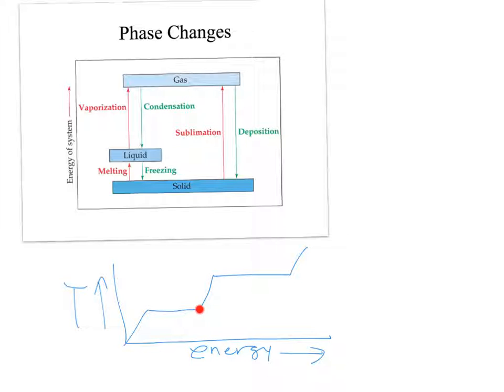Once you finish melting, the energy that you're adding can cause the kinetic energy to increase until you reach the boiling point. At that point, you'll start vaporizing. The temperature, again, will not change during that process. Once everything you have is a gas, then the extra energy that you're adding can increase the temperature of that gas.